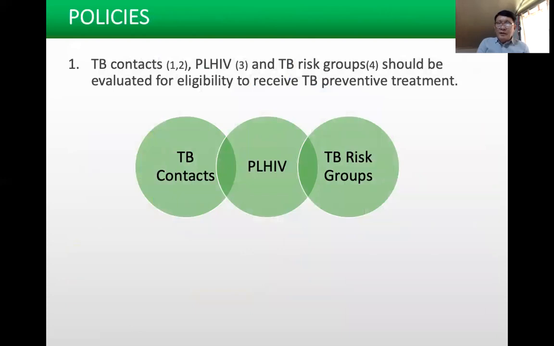TB contacts, PLHIV, and TB risk groups should be evaluated for eligibility to receive TB preventive treatment. Okay, so all of these, the TB contacts, we need to investigate and assess them, the PLHIV, even the TB risk groups. So this is policy number 1 in our TB preventive treatment.